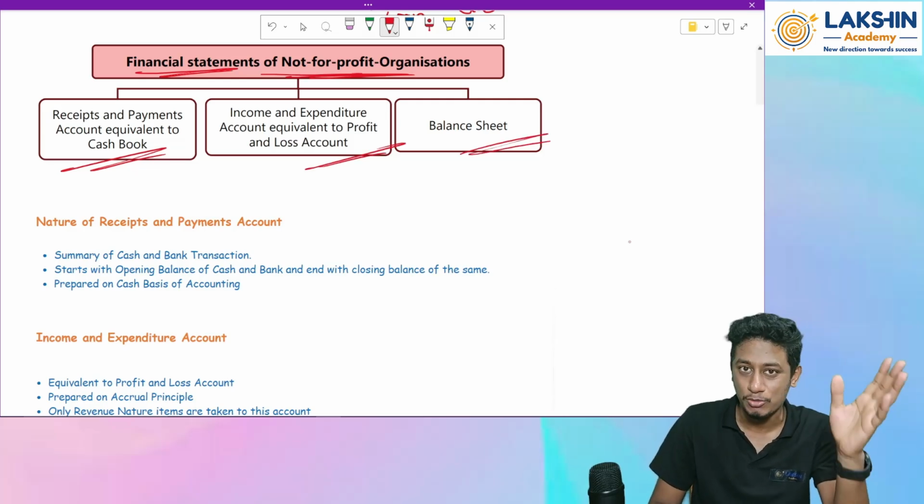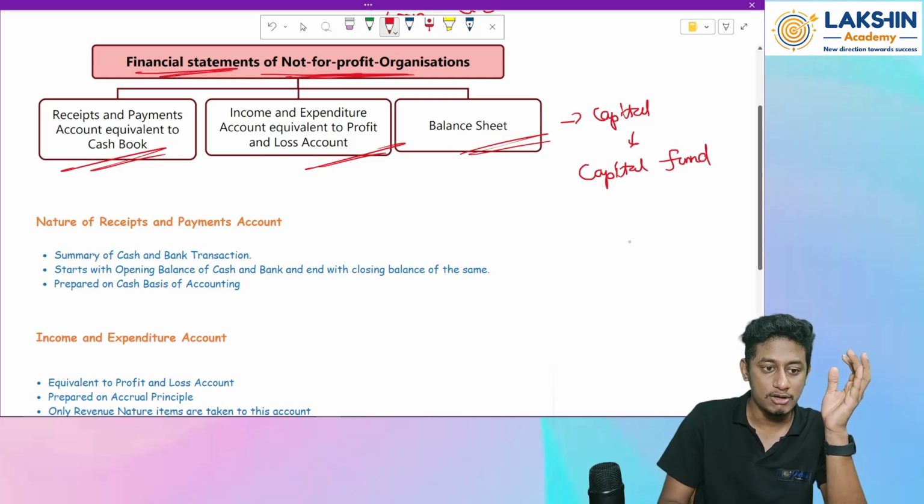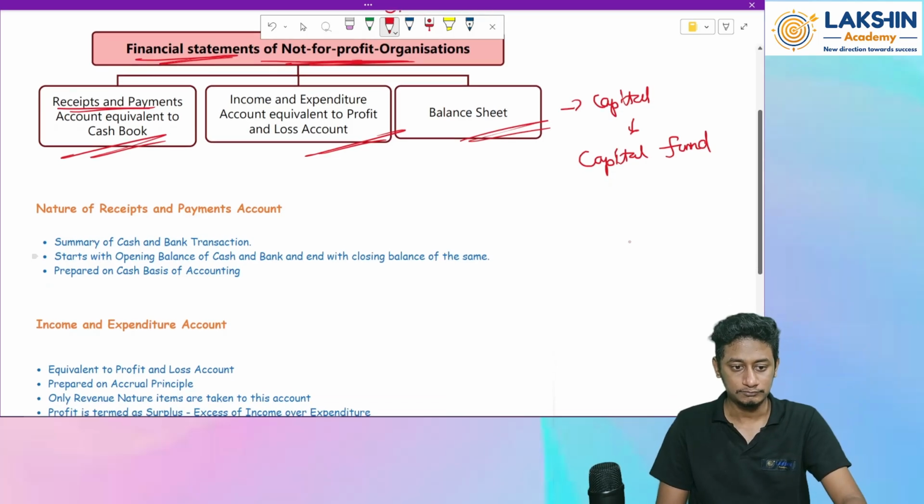Balance sheet we all know how to prepare. The same thing will be repeated over here. The only difference is capital account, whatever you used to write, will be called as capital fund. In this case it will be called as capital fund. Clear? Okay.